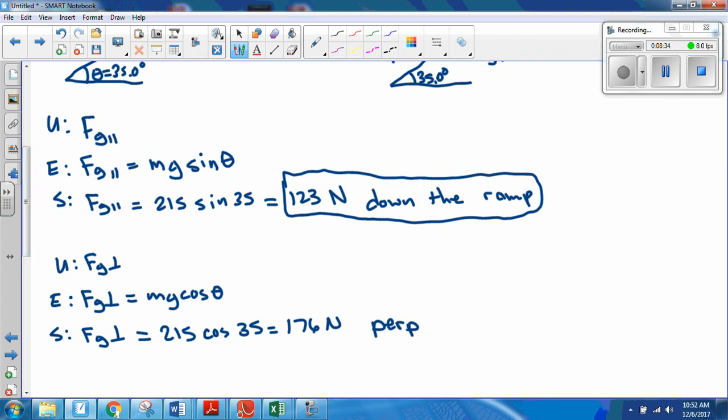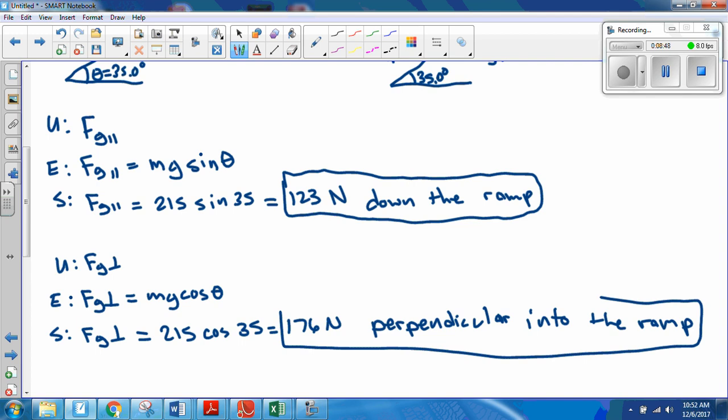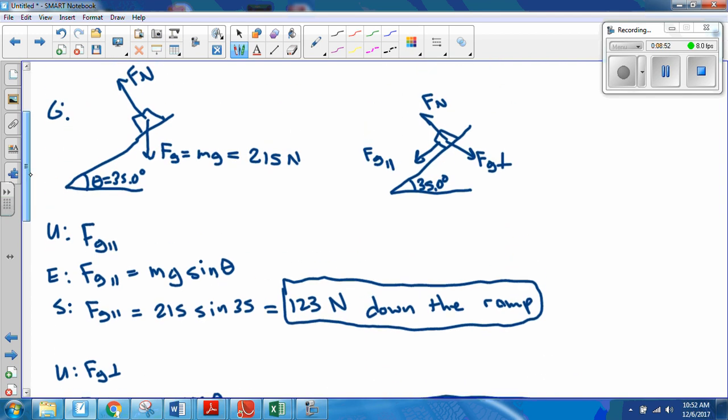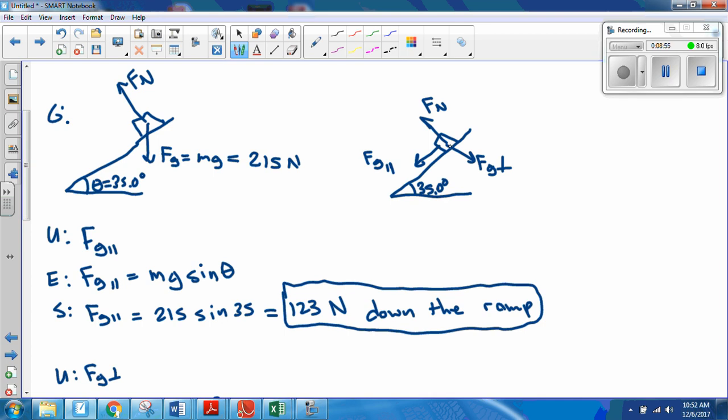Let me write this and then I'll go back up. Perpendicular into the ramp. Perpendicular is a very good word for this. Okay, so if you see it right here, it's going into the ramp. And remember, it's FG perpendicular, so this is a right angle right here, whether it looks like it when I drew it or not. It's hard for me to draw lines on this tablet because it's weird that way.